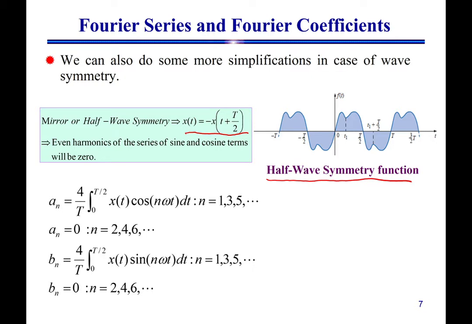And in the half wave symmetry function, the even harmonic of the sine and of the cosine will be 0. So we're going to have only odd harmonic. Therefore, if we would like to calculate an, we're going to have only the odd harmonic. The even harmonic will be 0. Same thing with bn, the even harmonic will be 0.